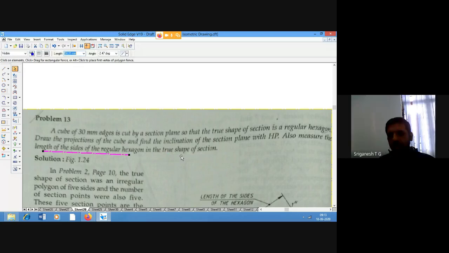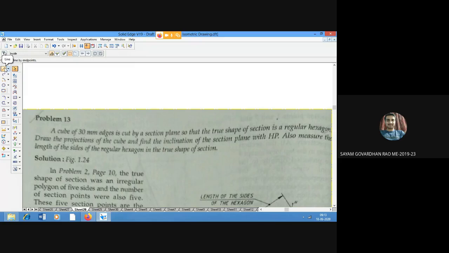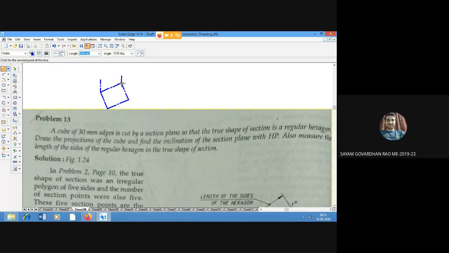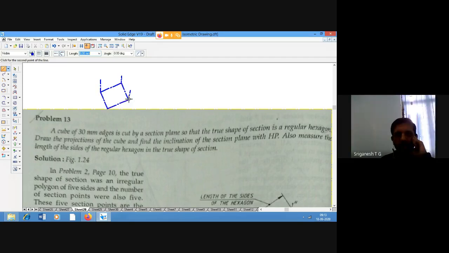Right now, how many sides does a cube have? Six. Six sides. And how many corners? Eight. Right.